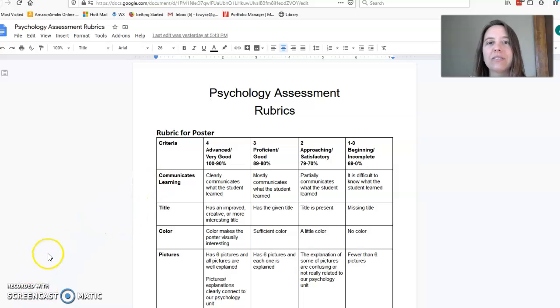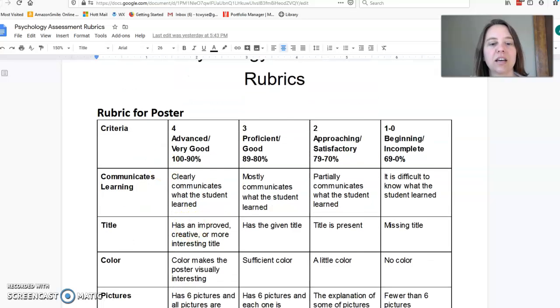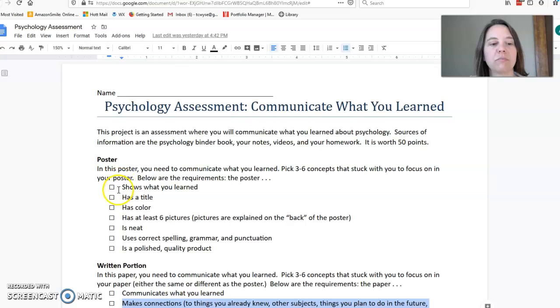So let's talk about this project. We're going to work on this project for 2 weeks, and I'm hoping to have it done on May 20th, and then we'll play it by ear, but it would be nice to have a Google Meet so we can all share our psychology assessments. So quickly going over the rubric for the poster. It's based on a 4-point scale, and just like it said in your first piece of paper, these are the things you are going to be graded on.